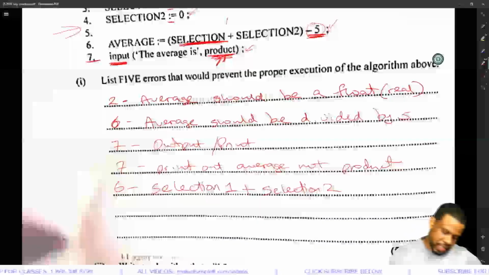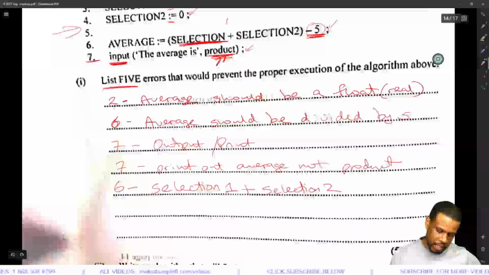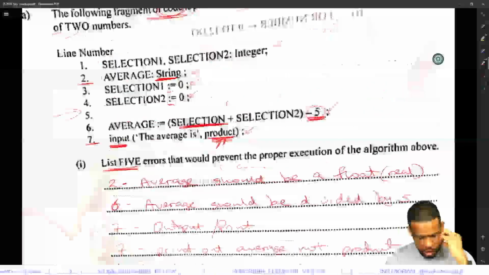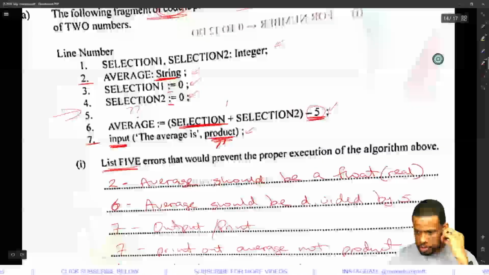Because this is a list 5 errors question, you can't just put the line number. You have to get the line number and tell them what the error is. So you have to list the 5 errors. This space here is not an error. Having a space in the algorithm is not really an issue.